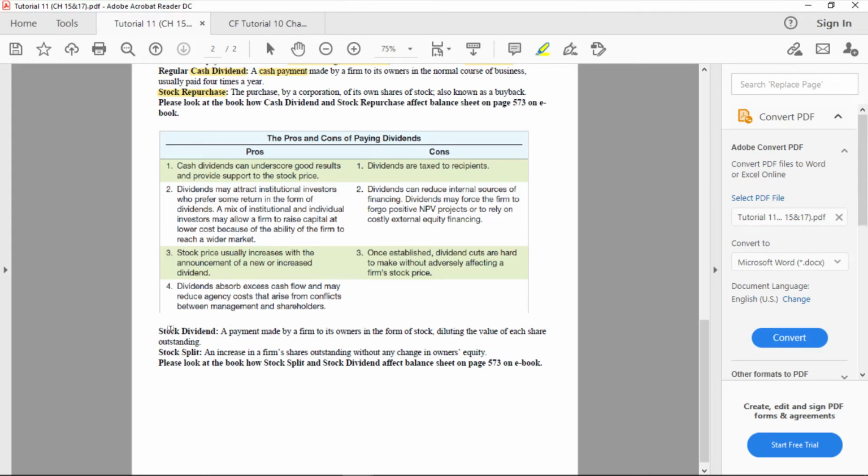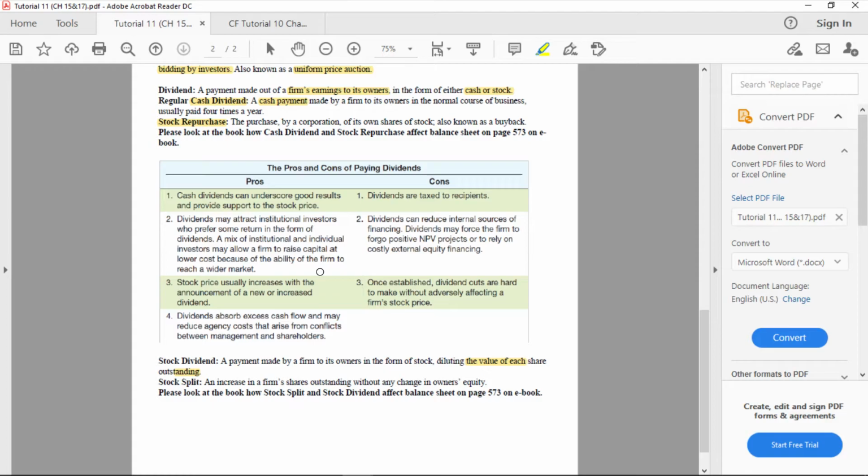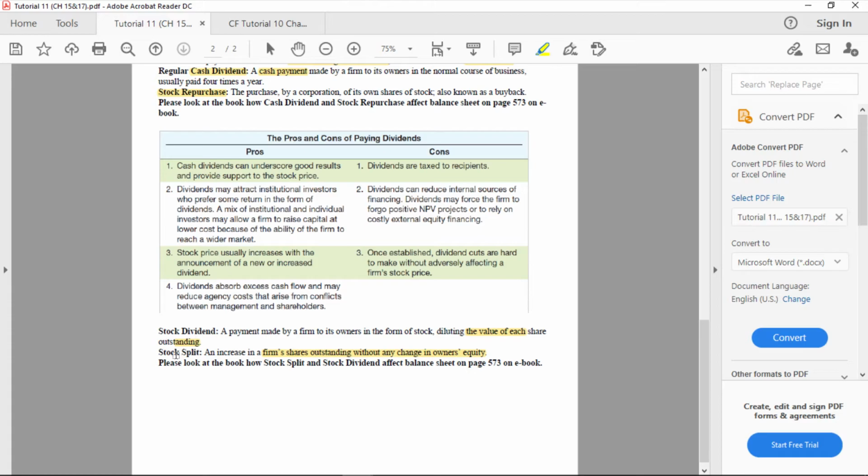This is the explanation of stock dividend: payment made by a firm to its owners in the form of stocks, diluting the value of each share outstanding. Besides stock dividend and stock repurchase, the other process is stock split, which is the increase of a firm's shares outstanding without any change in owner's equity. I explained the terms briefly, and we're going to see how they affect the financial condition of the firm. But first we're going to discuss the pros and cons of paying dividends.